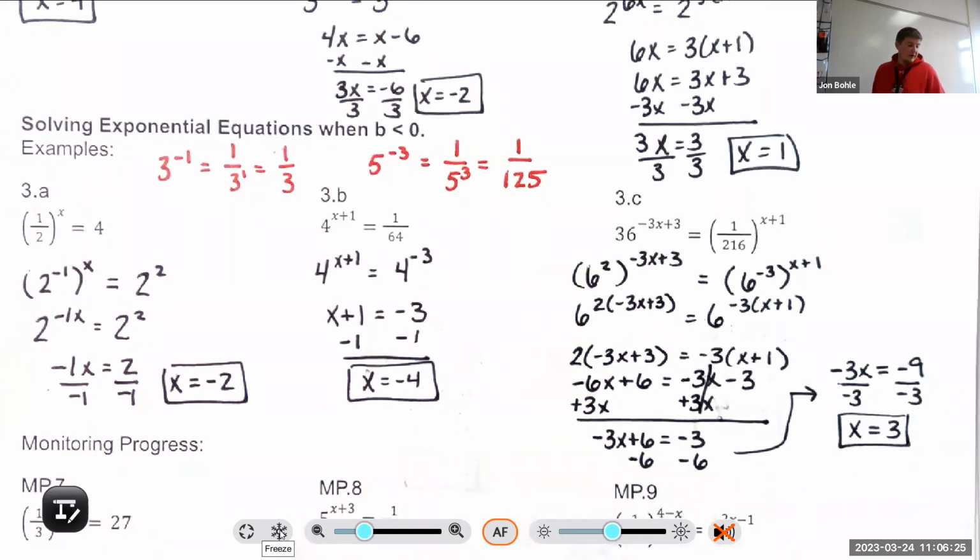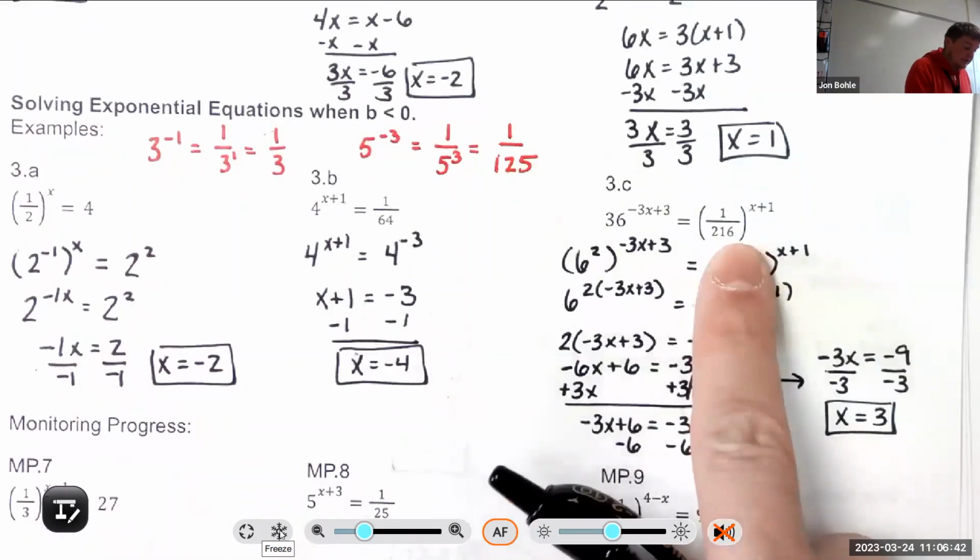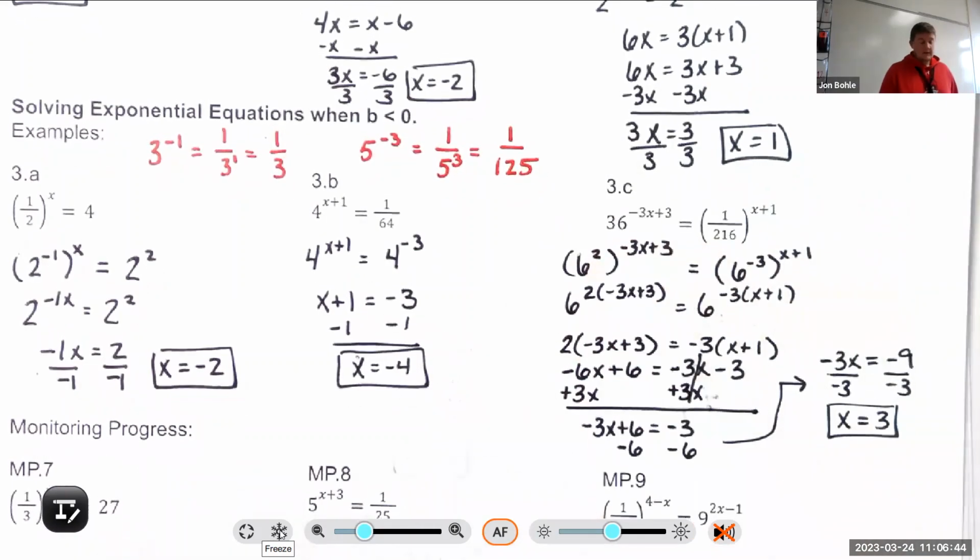Okay. So everybody, I wanted to rewrite the bases as 6. What did I do to figure out that 6 was going to be the base number? Yep, I looked for the row that had 216 and 36 in it.